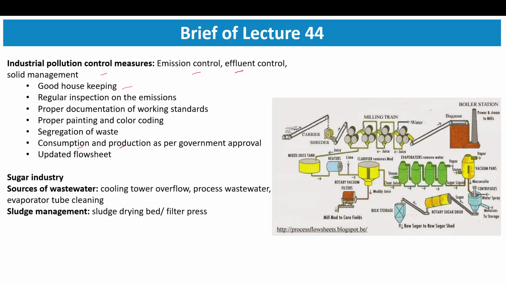So the main sources of wastewater here are process wastewater, cooling tower overflow, and evaporator tube cleaning. It is not advisable to mix all these streams, and it is always advisable to treat them differently. So a different scheme of a series of primary, secondary, and tertiary treatment has been followed for all this, which has been shown to you, right?